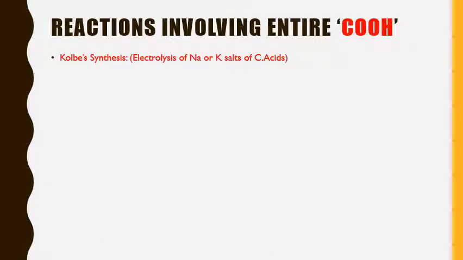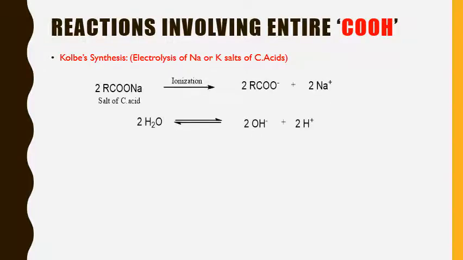And the next reaction is the Kolbe synthesis. What is Kolbe synthesis? It is nothing but the electrolysis of the sodium or potassium salts of carboxylic acid. What does electrolysis mean? Carboxylic acids have an ionic form when they form salts, so salts of carboxylic acid result in the formation of RCOO minus and Na plus.